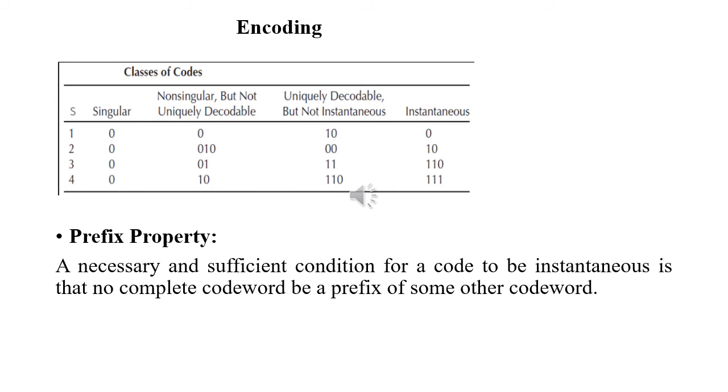Prefix property. A necessary and sufficient condition for a code to be instantaneous is that no complete code word be a prefix of some other code word.